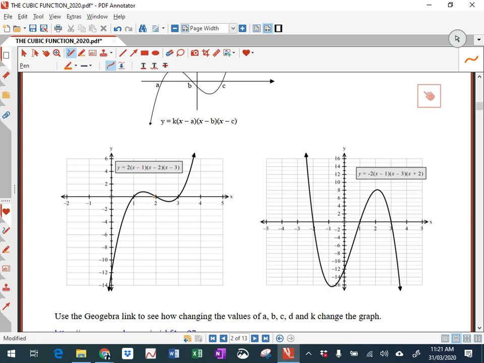Okay, so now let's look at the next one over here. Look at this. 2 bracket minus 2 bracket x minus 1, x minus 3, x plus 2.